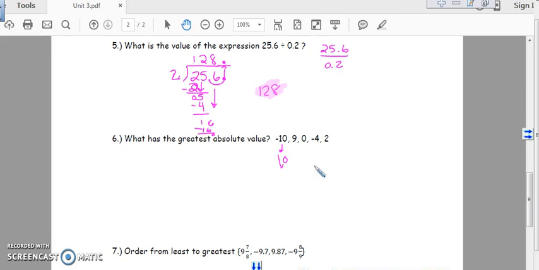Okay, next one, 9 is how many spots away? 9 is just 9 spots away. Sorry, the Moby pen is just being really bad. 0 is 0 spots. Negative 4 is 4 spots. And 2 is 2 spots. So, which one is the biggest? Okay, 10. 10's the biggest. I have 10, 9, 0, 4, 2. So which has the greatest absolute value? Negative 10. And remember, absolute value goes in those brackets.